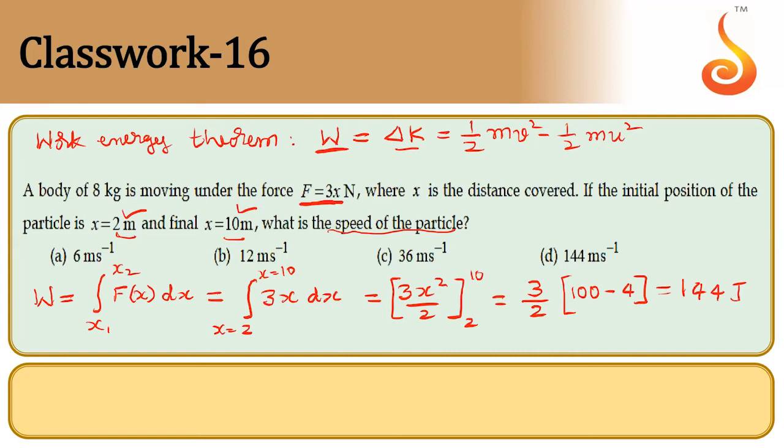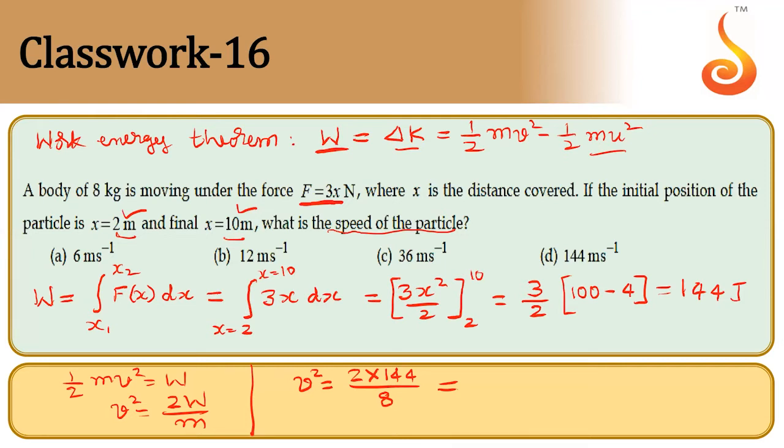Now, let us assume that the initial velocity of the particle is 0. They have not given anything about that, so we have to assume it to be 0. There is no other go. Half mv square should be equal to W. So v square should be equal to 2W by m. So substitute: v square should be equal to 2 into 144 divided by the mass of the particle, which is given as 8 kg.